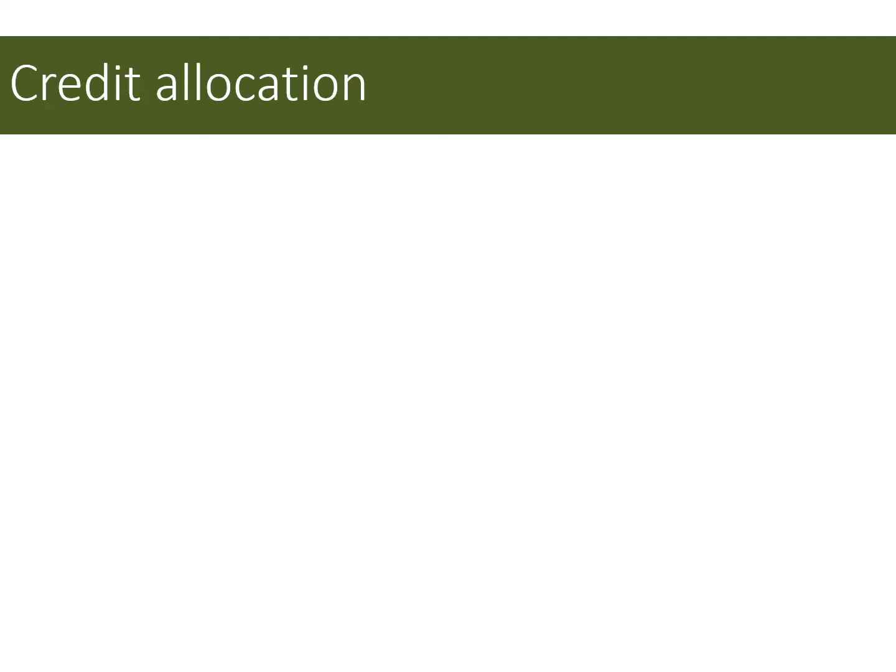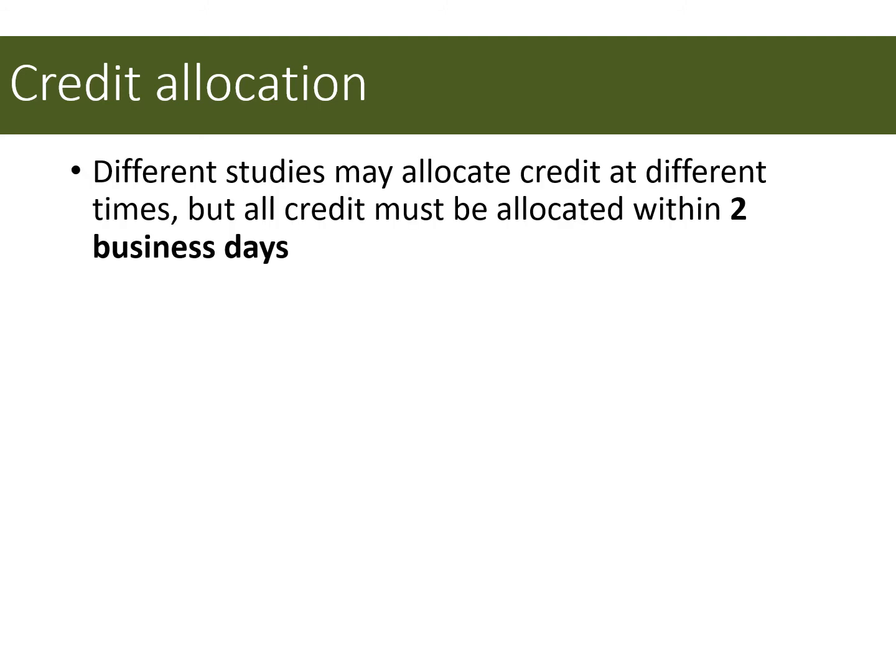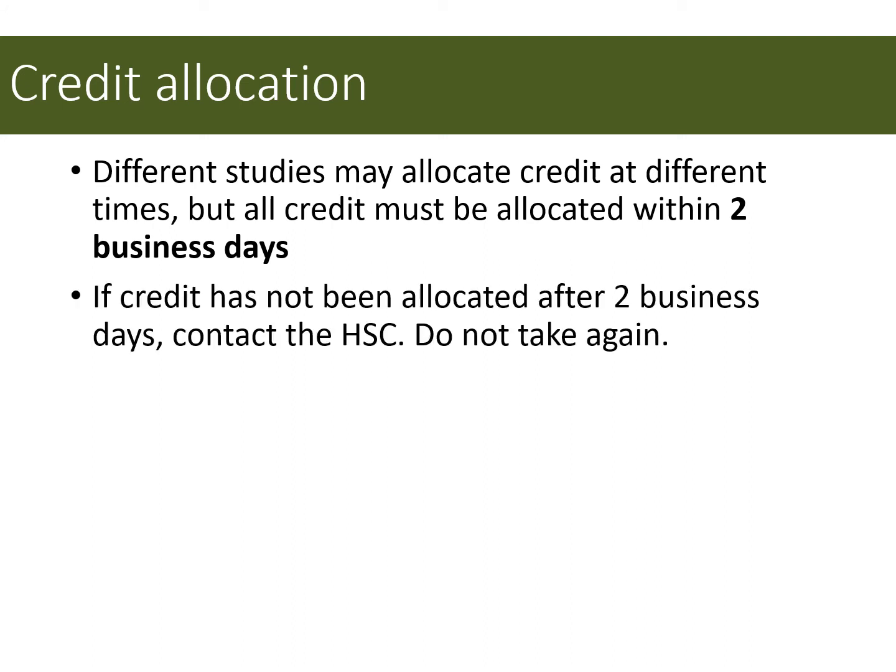Next, we're going to talk about how credit allocation works. Different studies may allocate credit at different times, but all credit must be allocated within 2 business days. So upon completion of your study, researchers have 2 days to allocate credits to your account. It does not have to happen immediately. If credit has not been allocated after 2 business days, you can contact the Human Subjects Coordinator. You should not take the study again.